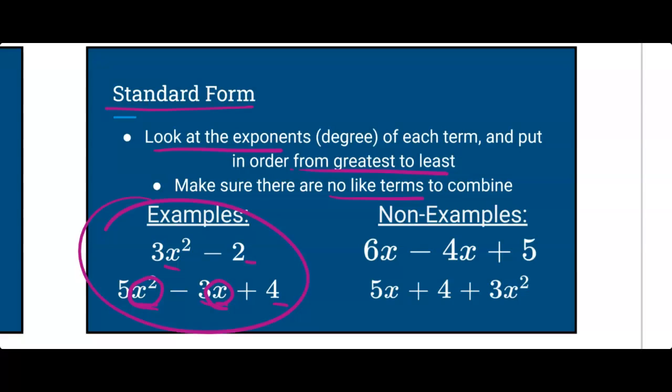In my non-examples, you see that these are like terms, so that's why it is not in standard form there. And our x squared is not first, it's last. And that is why that's not standard. Just remember when you're moving things around in a polynomial to take the sign in front of it with it. So if I wanted to move my 4x, it's not a 4x, it is a -4x. So just making sure that you pay attention to those signs.